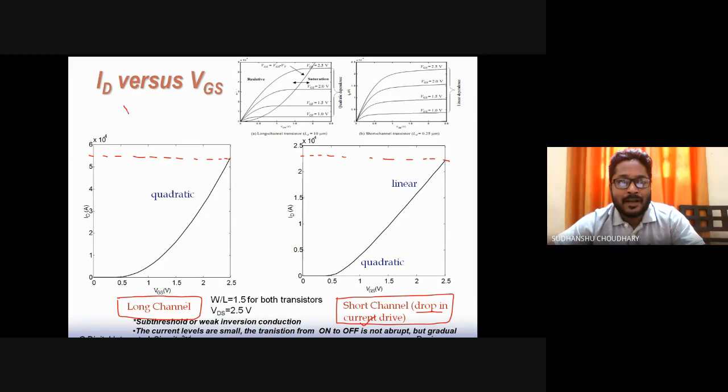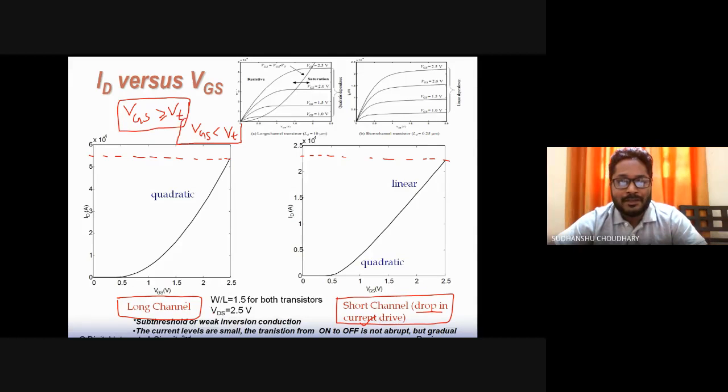Now, for current to conduct from drain to source, you need to apply a VGS that is greater than VT. But that doesn't mean that for VGS less than VT there is no conduction. It would not be okay to assume that the current suddenly changes when you apply VGS greater than or equal to VT. That is not true. There is always some current flowing at lower VGS values also. That is, at VGS less than VT also, you will find some current flowing through the MOSFET.